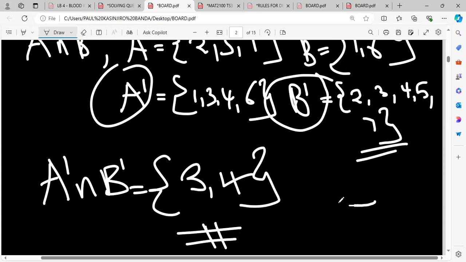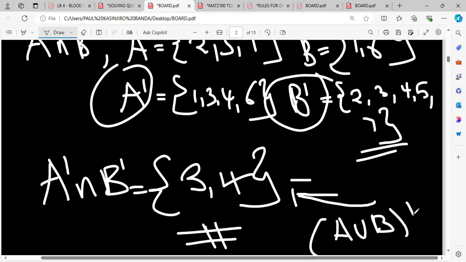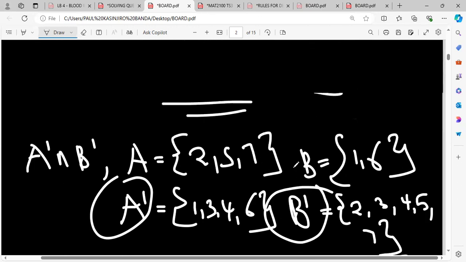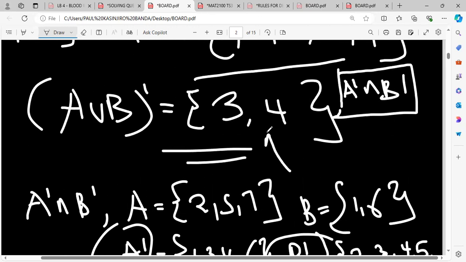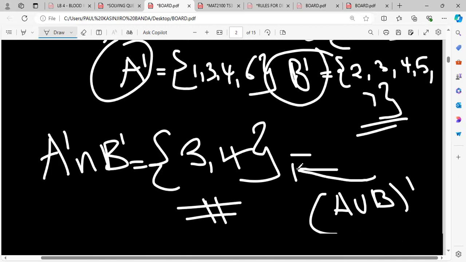Now we compare this set to the set that we found first, which was the A union B complement. What members did we have in the A union B complement? We can check here: we had the 3, 4. Even in this set, the A complement intersection B complement, we still have the 3 and 4. So what does that mean if two sets contain the same members? It means they are equal, and we would have proved our identity.